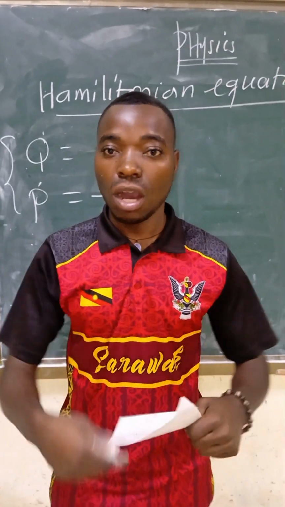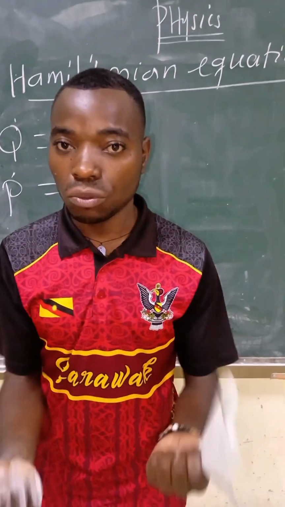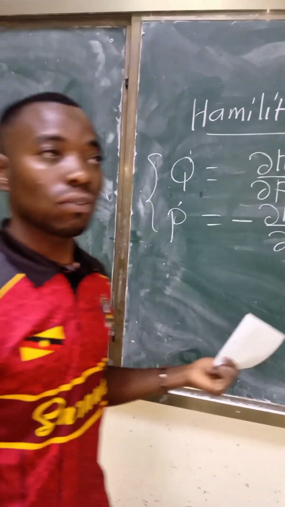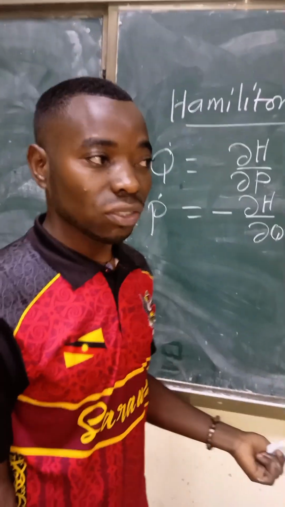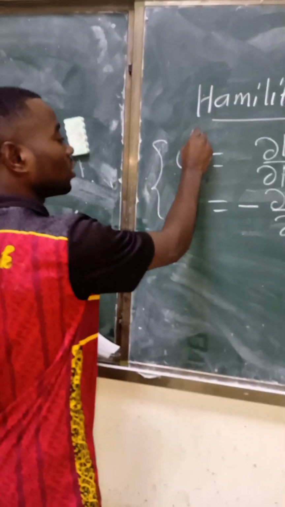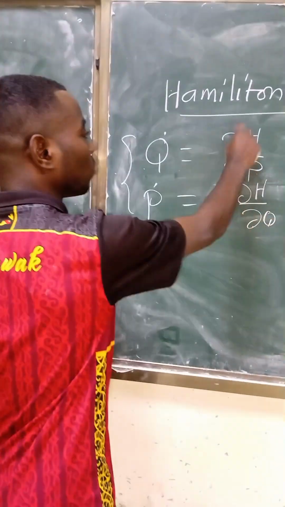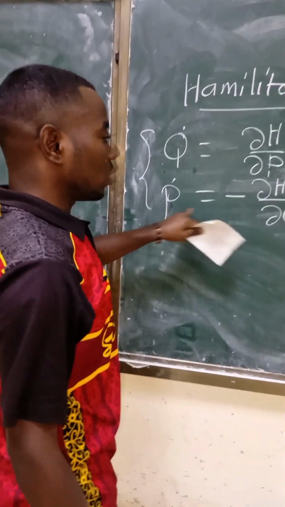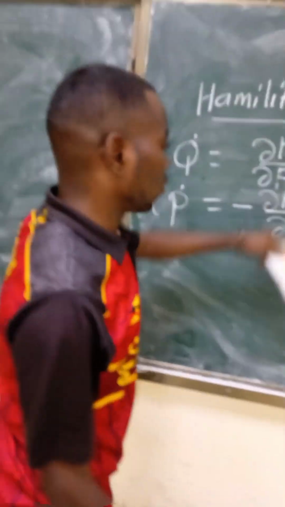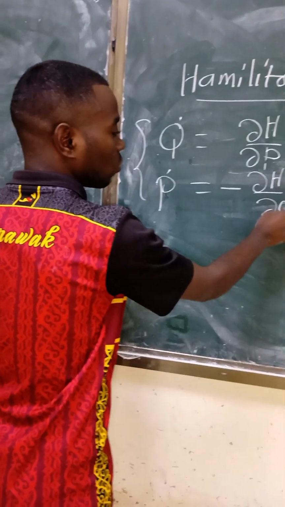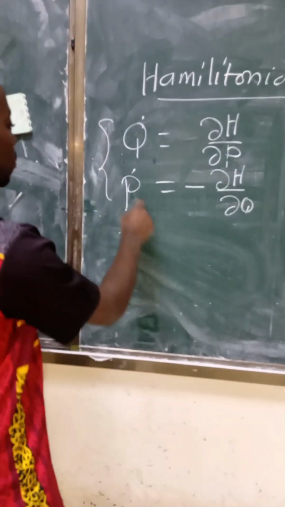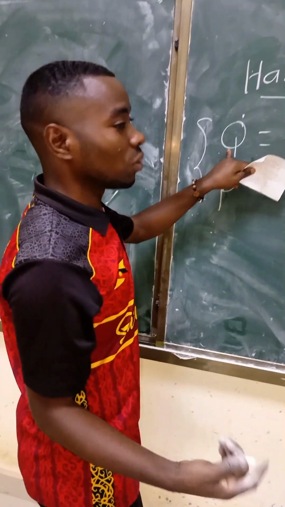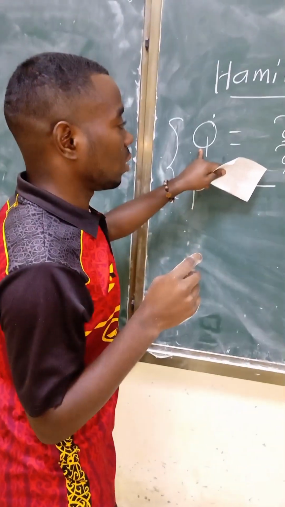Today I'm going to show you how we can derive the Hamiltonian equations. We have two sets of Hamiltonian equations. The first one is q dot, which symbolizes velocity, which is the partial derivative of H with respect to p, and p dot is equal to negative partial derivative of H with respect to q. Now, p symbolizes the momentum, the change of momentum, but q represents the velocity.